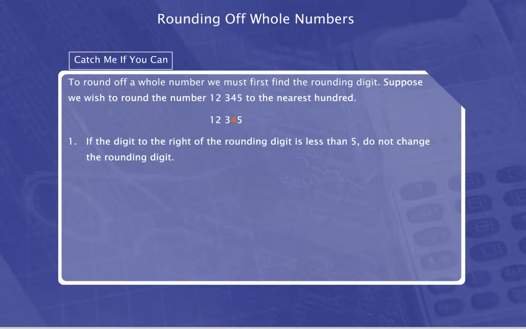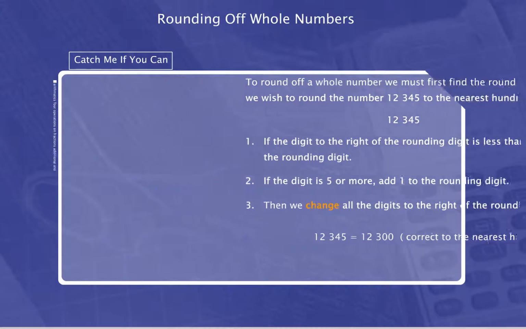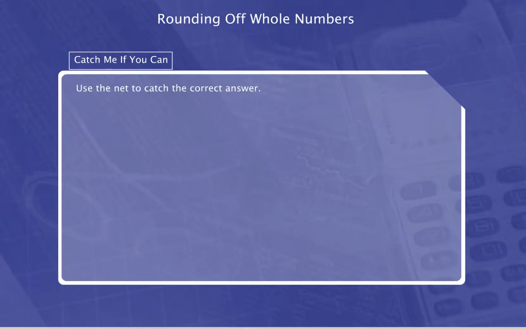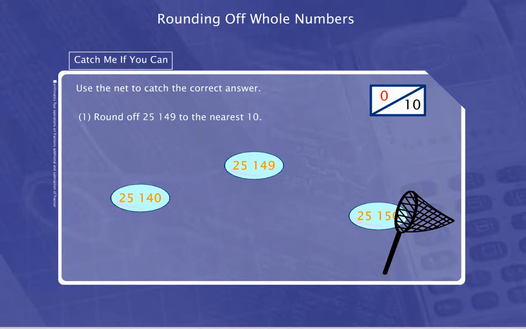If the digit to the right of the rounding digit is less than 5, do not change the rounding digit. If the digit is 5 or more, add 1 to the rounding digit. Then we change all the digits to the right of the rounding digit to 0. Hence we have 12,345 equal to 12,300, correct to the nearest 100. Use the net to catch the correct answer.